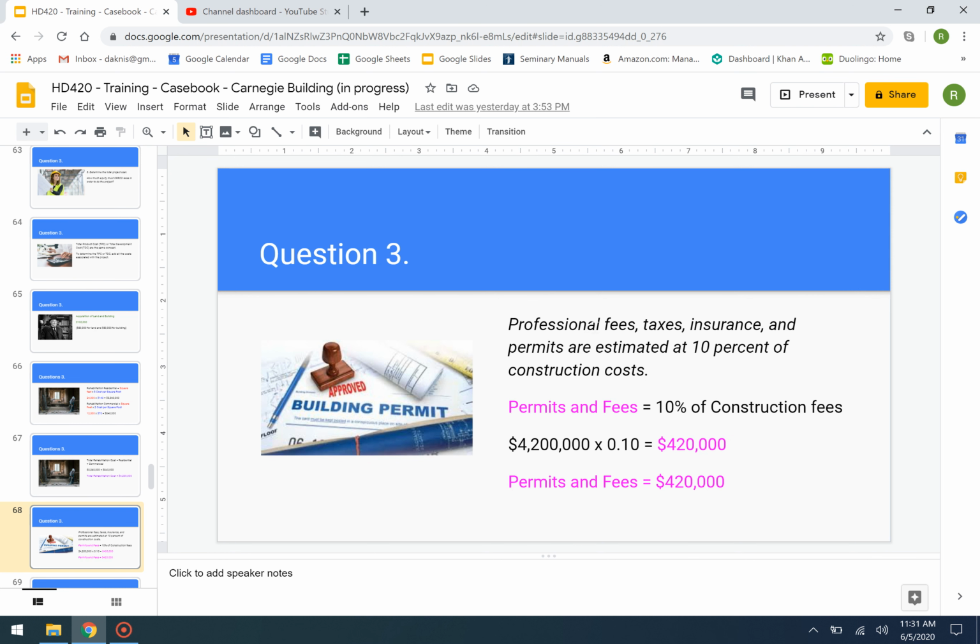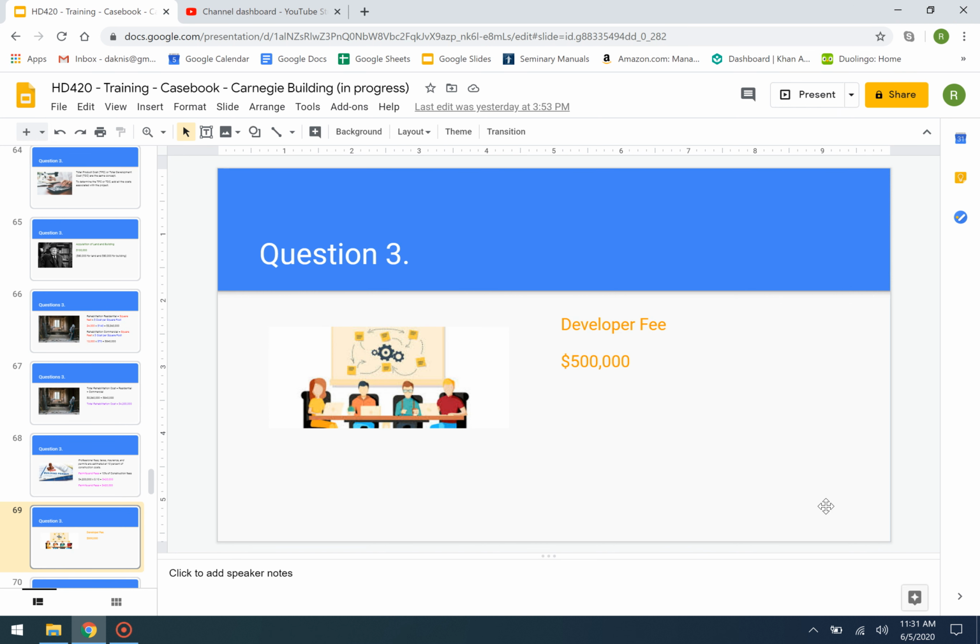We were told that our professional fees, taxes, insurance, and permits are estimated at 10% of construction costs. Construction costs meaning the rehabilitation costs. So permits and fees equals 10%. So we're at $4.2 million. Times that by 10%, we get $420,000. So our permits and fees equals $420,000. We're also told that we have a developer fee of $500,000.